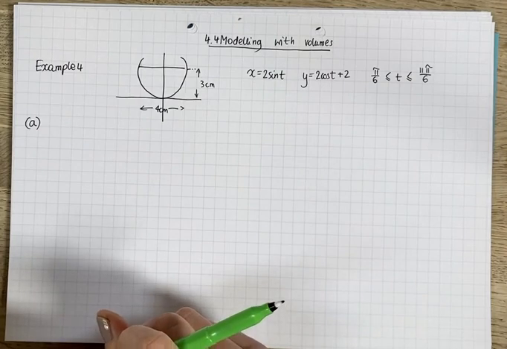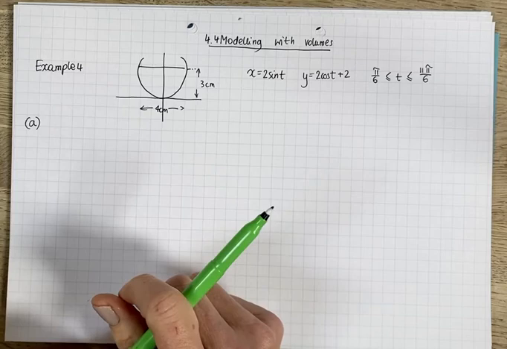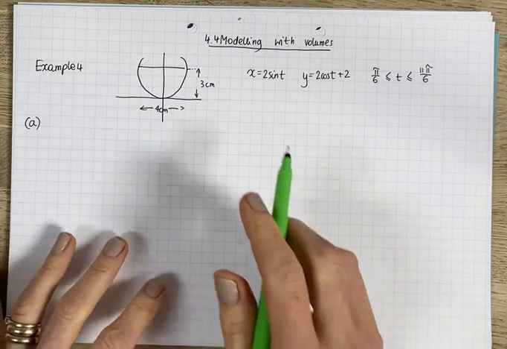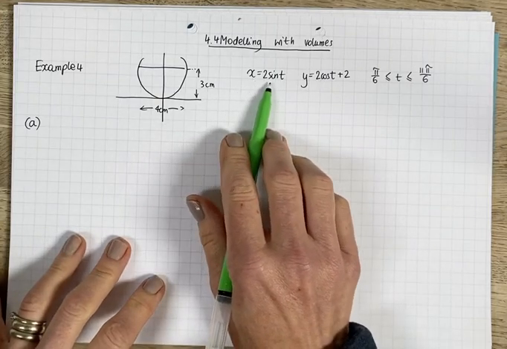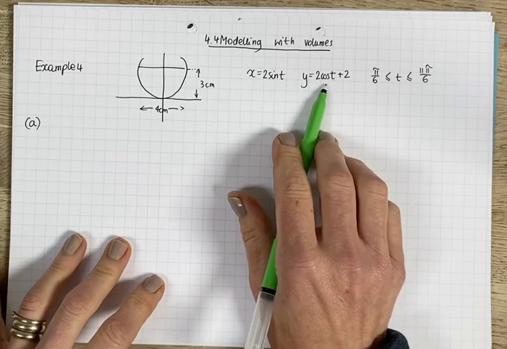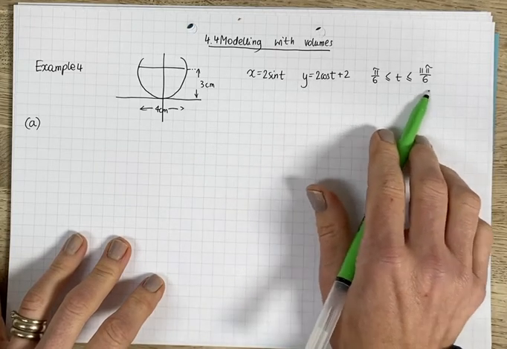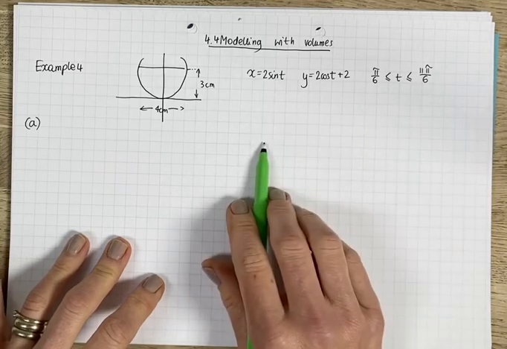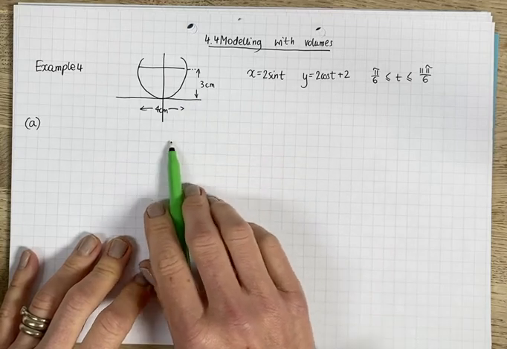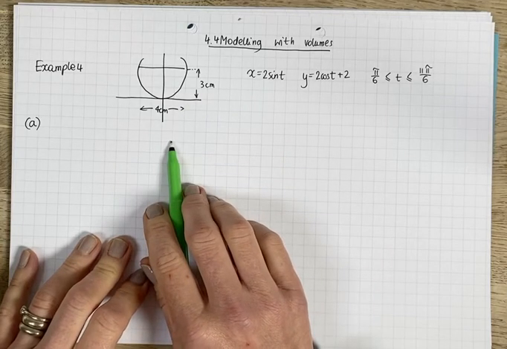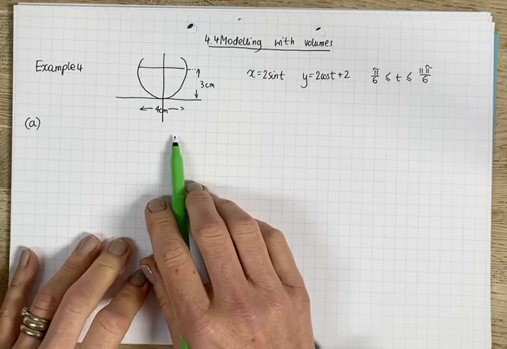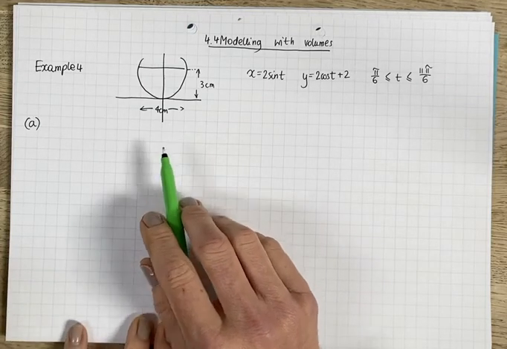You've got this diagram that shows a model of a goldfish bowl. The cross section of the model is described by the curve with the equations x equals 2 sine t and y equals 2 cos t plus 2, and the range of values of t is given over here, and the units are measured in centimeters. The goldfish bowl is formed by rotating this curve about the y-axis to form a solid of revolution, and we have to find the volume of the revolution.